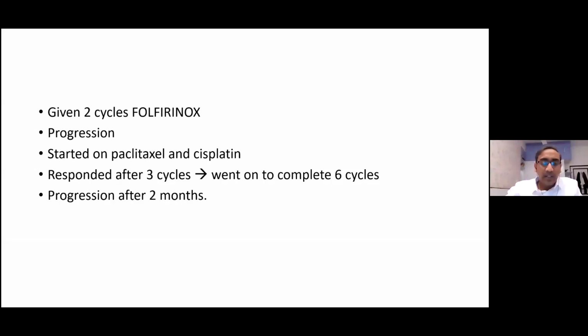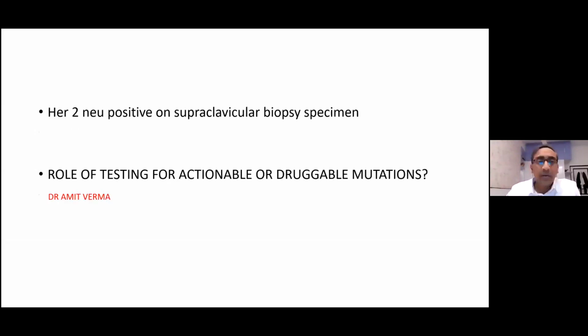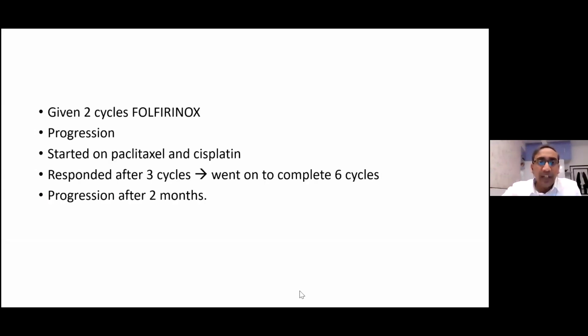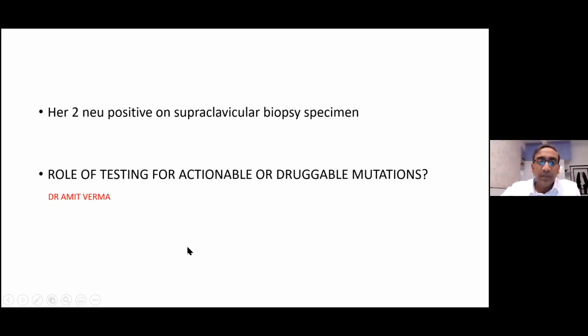The patient progressed after 2 months, and on progression we again did a rebiopsy, and it was HER2/neu positive on the supraclavicular biopsy specimen. This is a very interesting thing, because the initial histopathology report reported HER2/neu as negative, and subsequently on rebiopsy on progression, the HER2/neu turned out to be positive. So again, there is a discordance between the initial pathology specimen and the repeat specimen. Dr. Rajiv, would you like to comment on this?